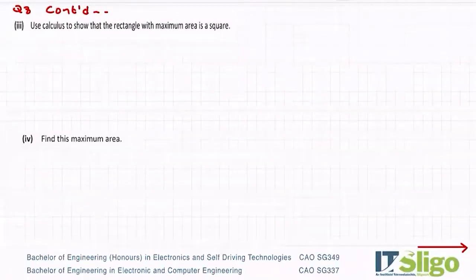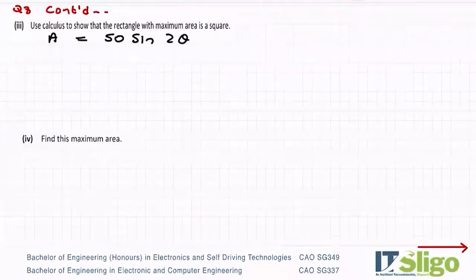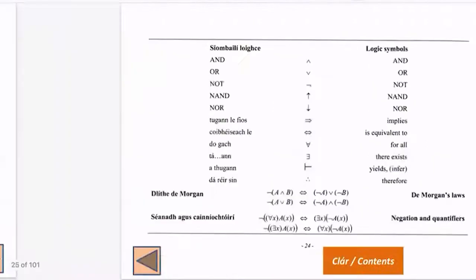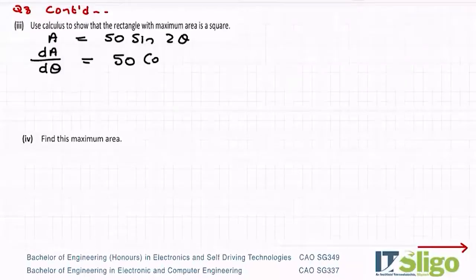Okay, use calculus then to show the rectangle with maximum area is a square. Show calculus to show that the area with maximum area is a square. Maximum area. So area is equal to 50 sine 2 theta. So I'm going to differentiate area. And the only variable here is theta, the angle. So it must be with respect to theta. So let's differentiate this. So 50 sine goes to, is it cos or minus cos? Let me have a look. So sine goes to cos. So 50 cos 2 theta, it is chained. 2 theta in itself can be differentiated, you'd get 2, so you must multiply it by 2.